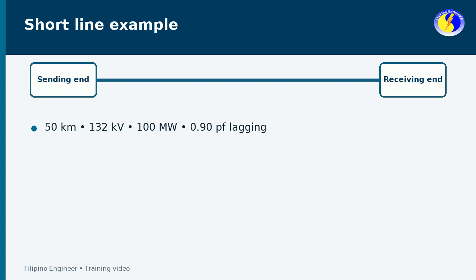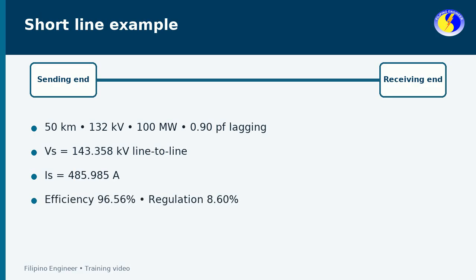The short line case is 50 kilometers at 132 kilovolts, supplying 100 megawatts at 0.9 power factor lagging. The shunt branch is omitted. The calculated sending voltage is 143.358 kilovolts line to line. Sending and receiving current are 485.985 amperes. Efficiency is 96.56%, and regulation is 8.60%.